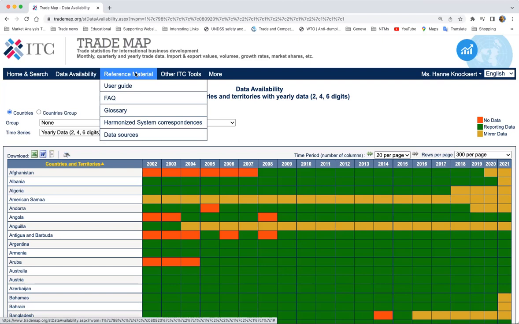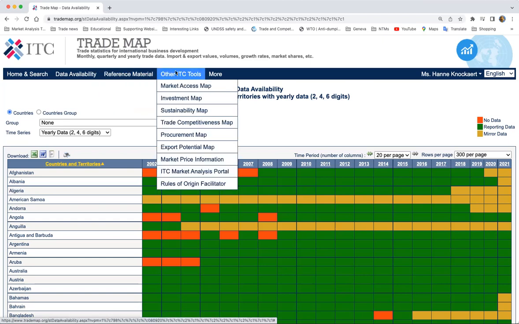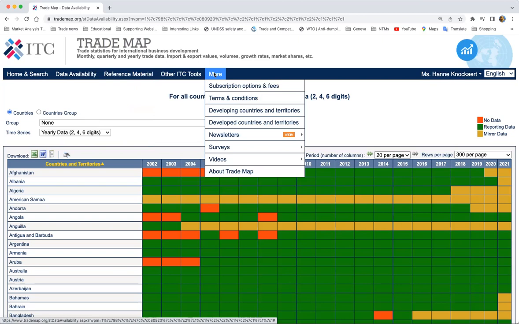I think I went over most of these practical things here. If you are curious about the data sources, you can find them here directly. The other tools you can find directly through here. Once you have an account, you can get access to all of this for free. The button more shows you some information on terms and conditions, the subscription options and fees. But most countries are receiving this information for free. Lately, it's also free for the European Union.